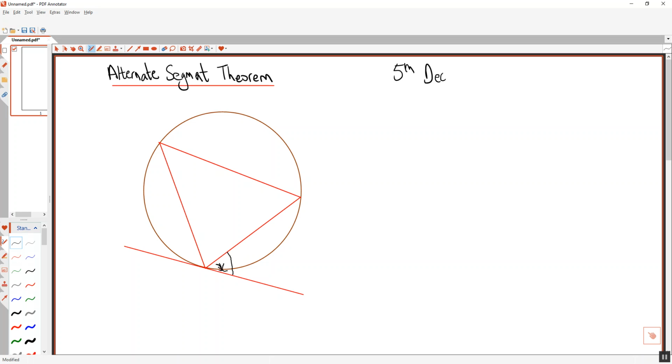Is the same as this one up here. These two angles are the same. And that also tells us that this angle is the same as that one, is the same as this one down here.